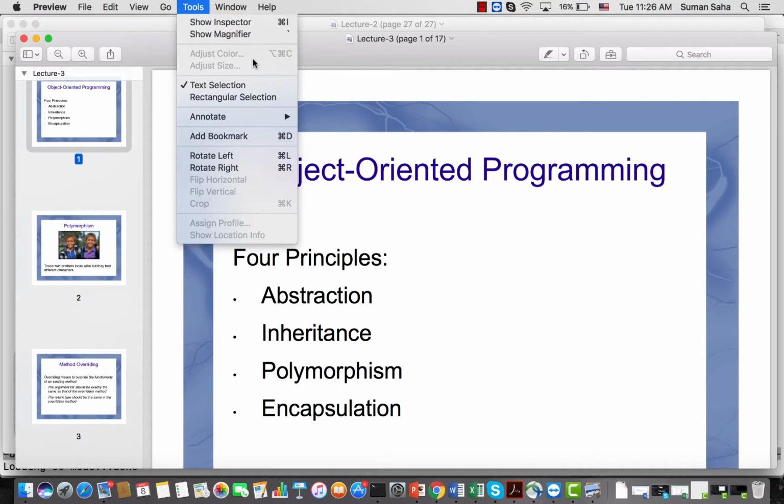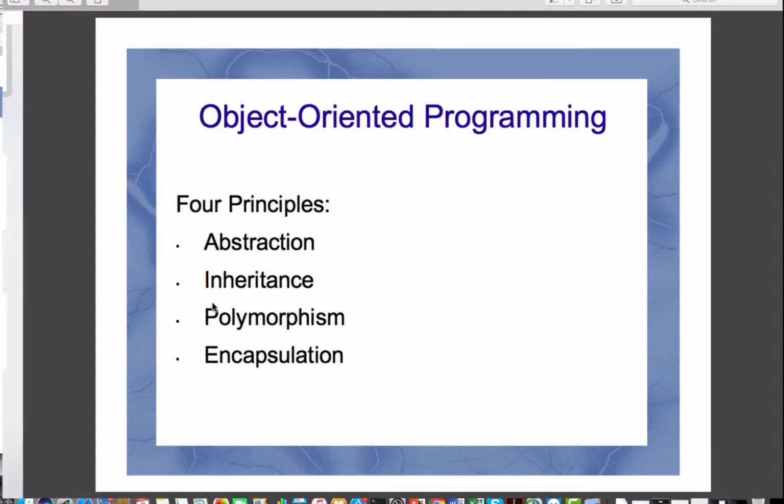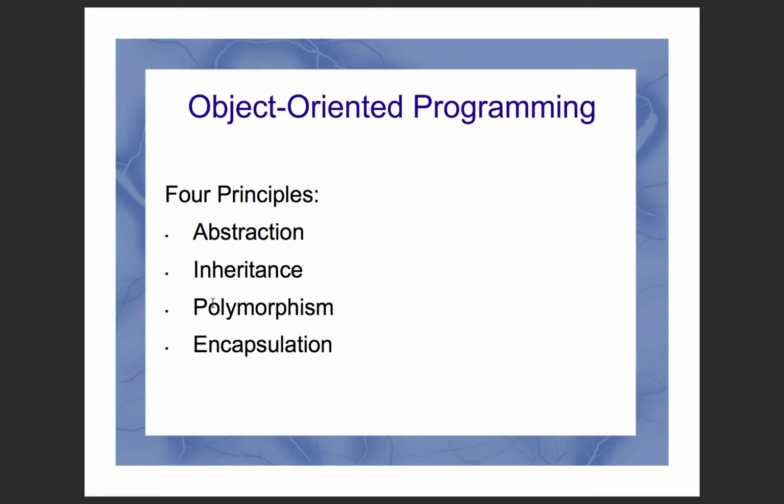Hello, student. So we'll be continuing with the four principles of object-oriented programming. In the previous slides we have seen some of them, and now we'll be discussing some others in the four principles list. So far we have seen that there are four principles of object-oriented programming: abstraction, inheritance, polymorphism, and encapsulation.